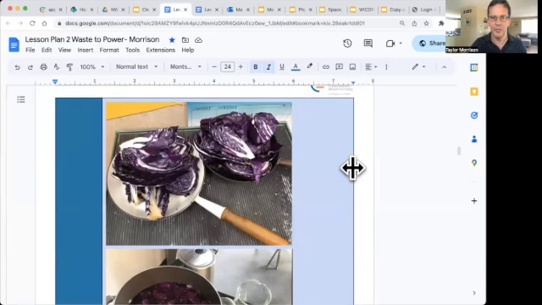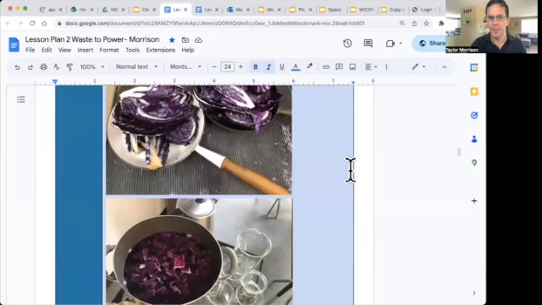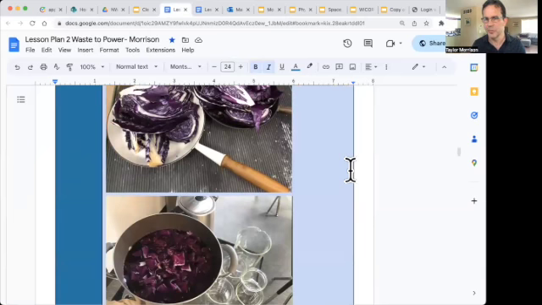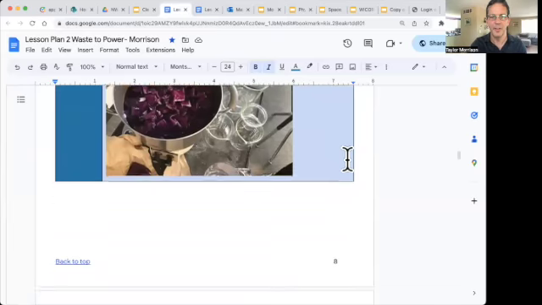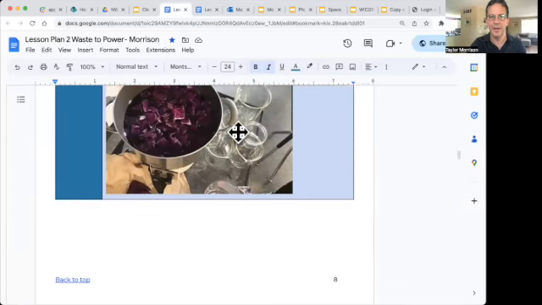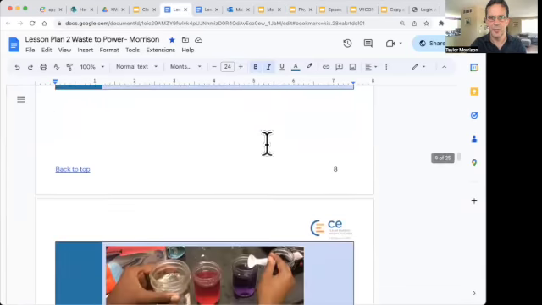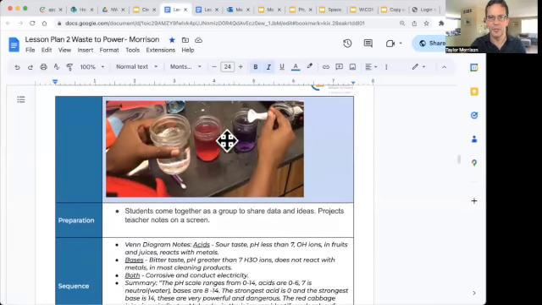Basically, get red cabbage and boil it in water. It really stinks, which is fun, makes the room smell bad, but in a fun way. And then you make this purple dye, and they can come scoop out the purple dye, cabbage soup.